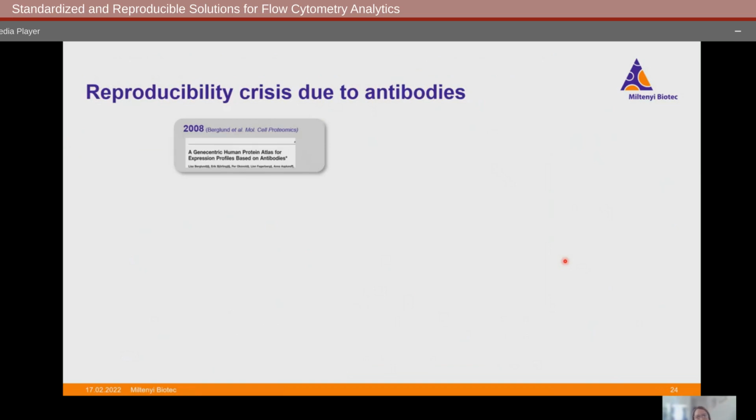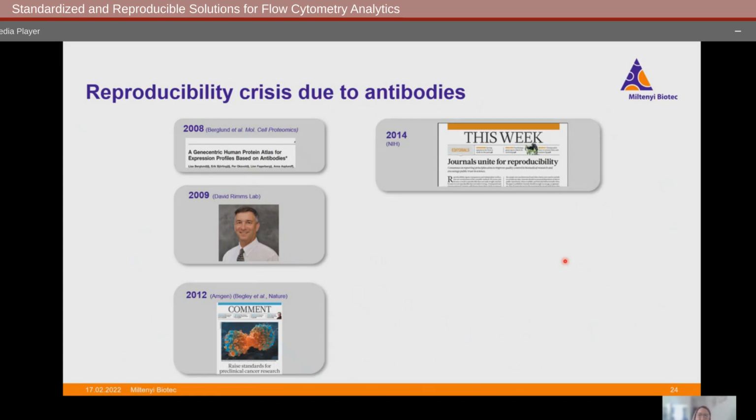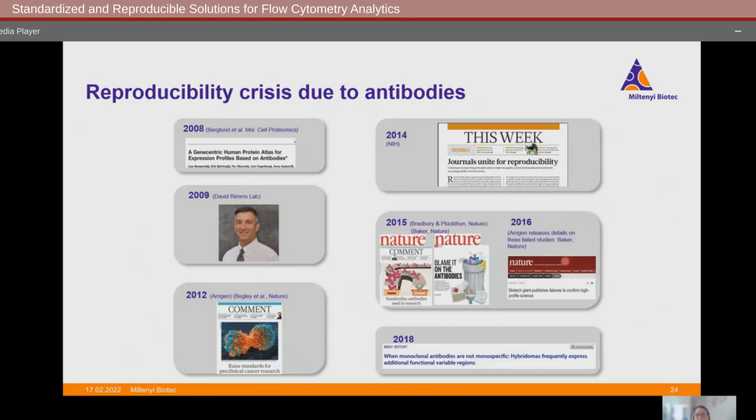So a lot of this in flow, not surprisingly, is due to the antibodies in particular. So they're very much a large cause of irreproducibility that we see in preclinical research. So back in 2008 through 2012, a number of studies were conducted specifically to look into these causes. And by 2014 to the present day, there are a number of active groups, of which Miltenyi is a part, to really work on improving these levels of nonspecific and irreproducible results due to antibodies. We've certainly made progress, but as a whole, there's always a ways to go and a number of ways to improve.